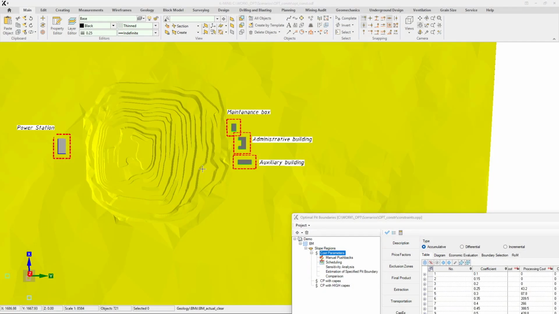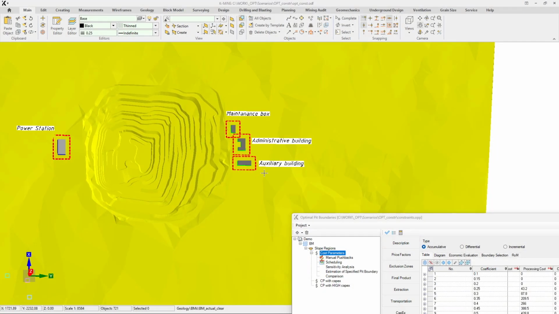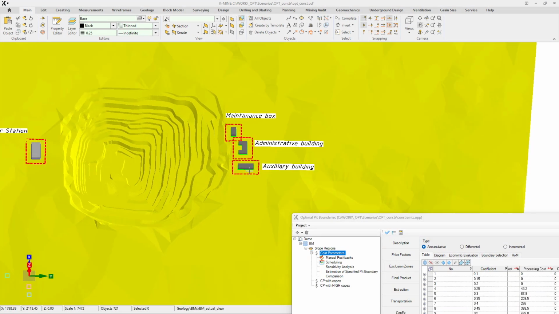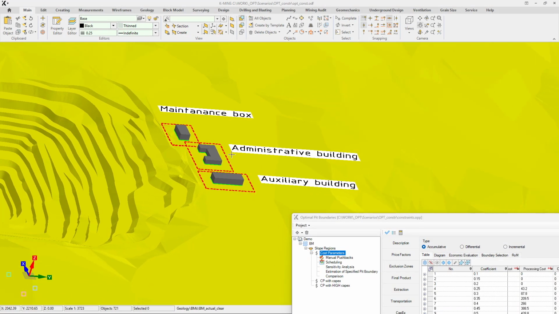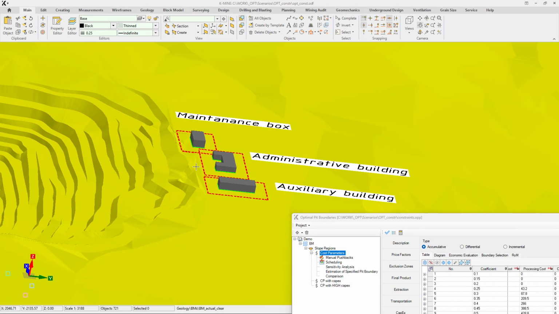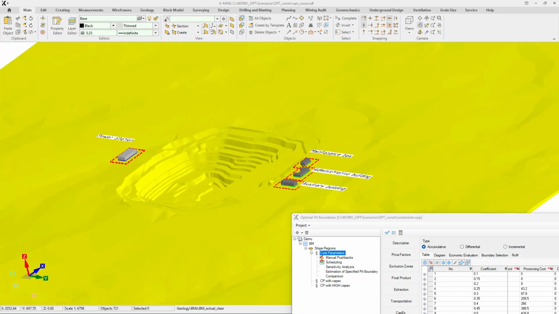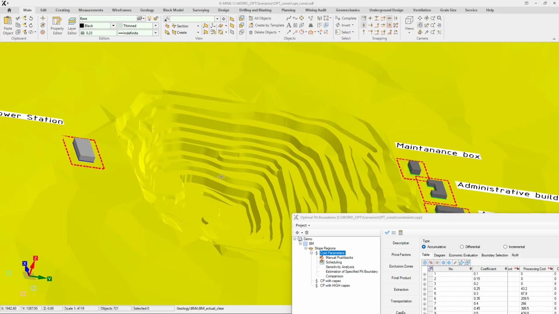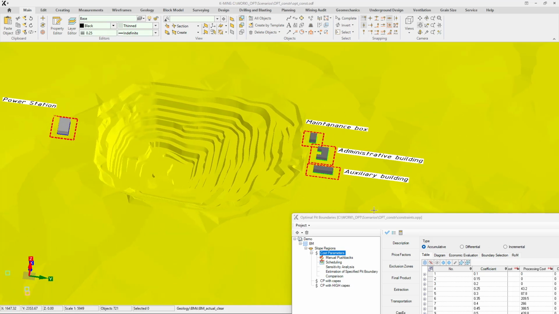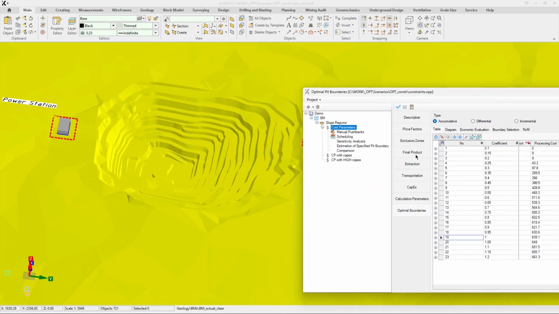Most strategic planning engineers have likely faced the question of whether it is necessary to relocate structures and utilities to expand a mining pit. In this video, we will try to demonstrate an example of how this issue can be resolved. We will also explore how to apply constraints to the algorithm for determining optimal pit boundaries.